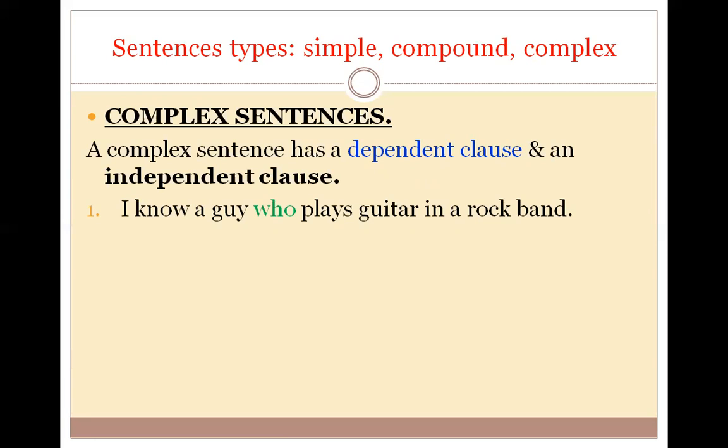Now see, I know a guy. Who plays guitar in the rock band? I know a guy. If I say who plays guitar in the rock band, definitely this sounds incomplete. Plays guitar in the rock band, this sounds incomplete. So what I'm going to do is add a relative pronoun or a relative clause.